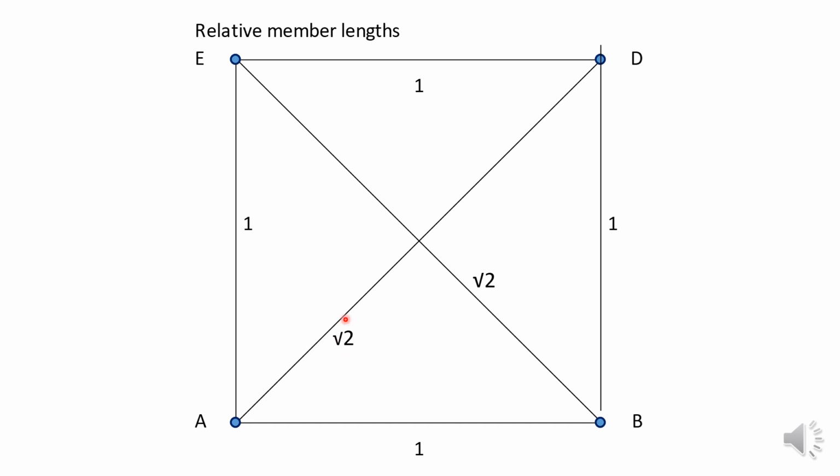This just shows the relative lengths of the members. You can take the side of the square to be 1 unit. So it's 1 on the sides and then square root of 2 on the diagonals.